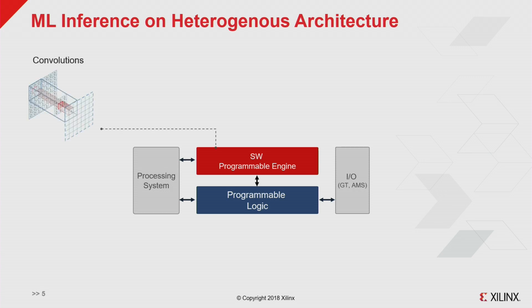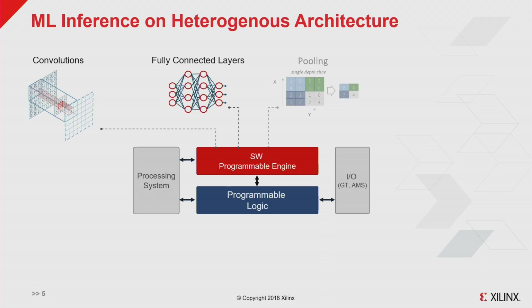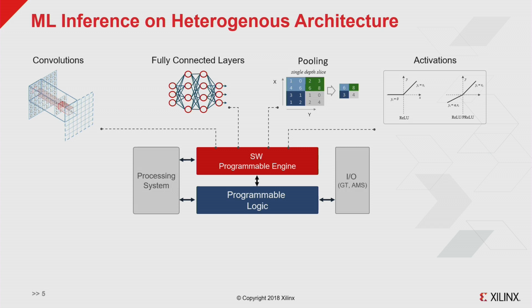What you can see is we can map all the high compute, intensive, massive compute on the software programmable engine. You can map your convolutions. You can map your fully connected layers. You can map the pooling layers or the activations. You have the compute power and low latency of the programmable engine.